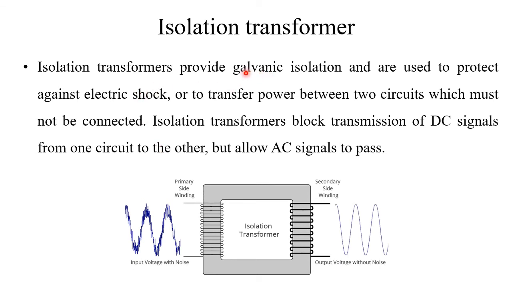The next one is the isolation transformer. It provides galvanic isolation, which means the circuits are electrically separated but magnetically coupled. This kind of separation is used to protect the device connected at the secondary side from malfunctions like high voltage and noise. The isolation transformer can also block DC signals from one circuit to the other; it allows only the AC signal to pass.